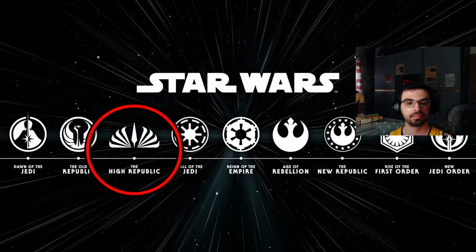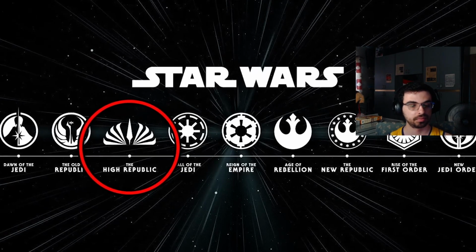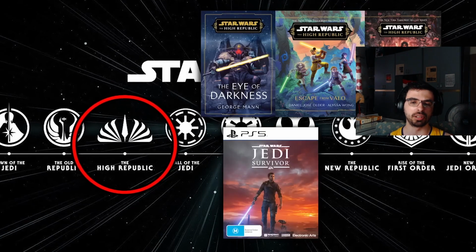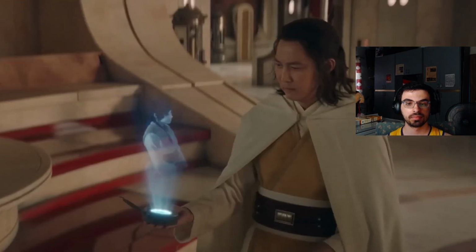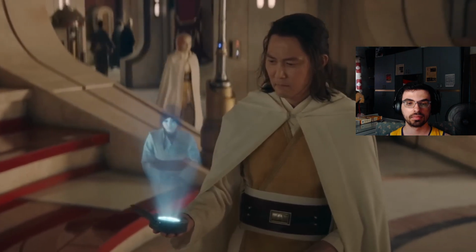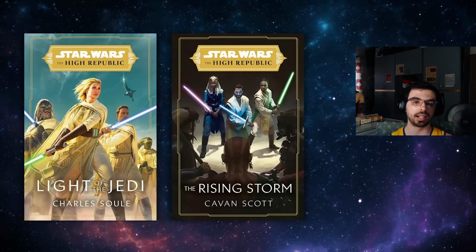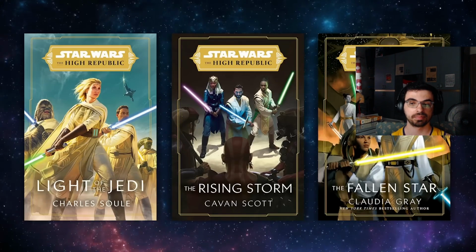The High Republic is a relatively recent era of Star Wars fiction that was rolled out by Lucasfilm starting in 2020 with phases of books and comics and references in the Jedi Survivor game and even the Young Jedi Adventures. But the Acolyte is the first ever live action series set during this era. The High Republic runs from about 500 BBY to around now, which is 100 years before the prequels. The first books included Charles Soule's Light of the Jedi, Kevin Scott's The Rising Storm, and Claudia Gray's The Fallen Star. Those are set 100 years before the Acolyte.